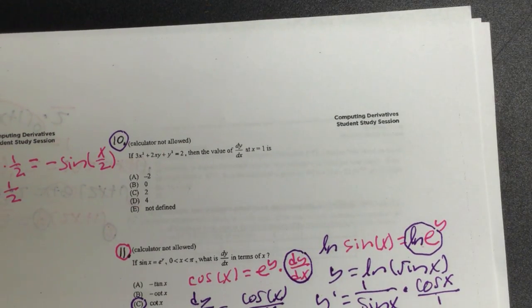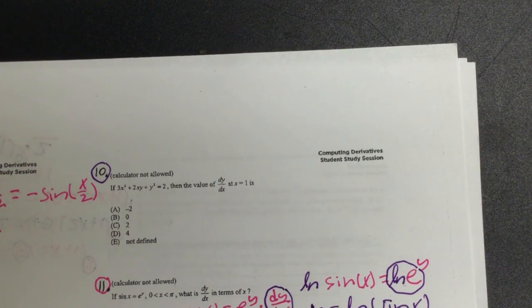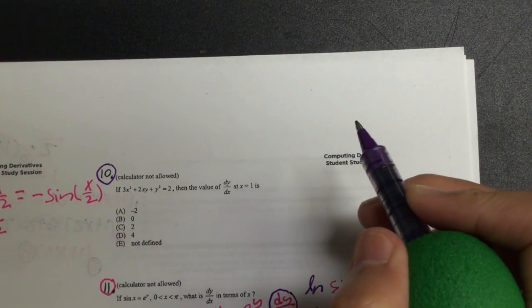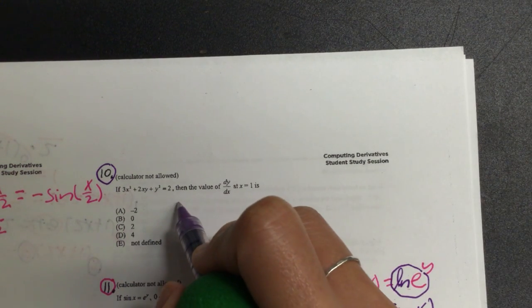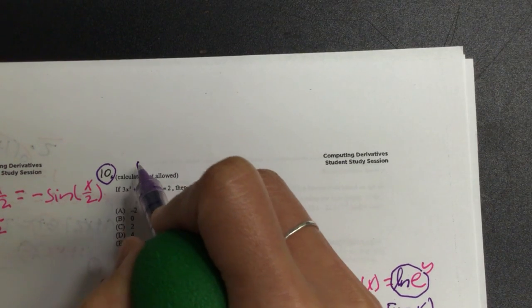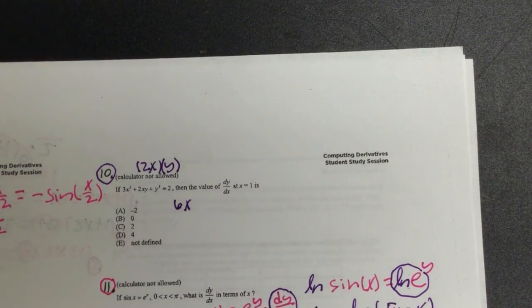Calculator not allowed. If 3x squared plus 2xy plus y squared equals 2, then the value of dy over dx at x equals 1 is. So it's saying find the slope, as in the derivative, and then plug in the 1 and some y value to find the slope. So let's go ahead and differentiate this. 3x squared gives us 6x. That right there, let's rewrite it: 2x times y, to make it a product rule.